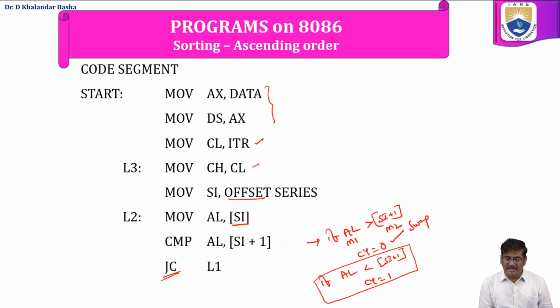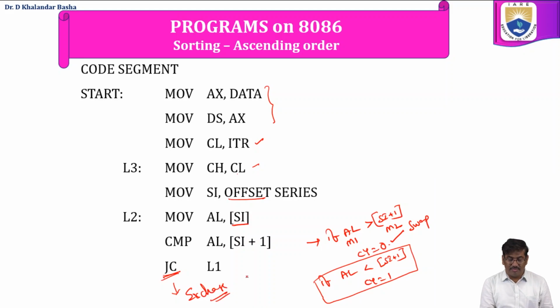As the AL contents, which is the first memory location content, are greater than [SI+1], we will get carry equal to 0. This condition fails. So next we will write the subsequent instruction. When this condition fails, the next instructions will be executed. So what does the next instruction say?